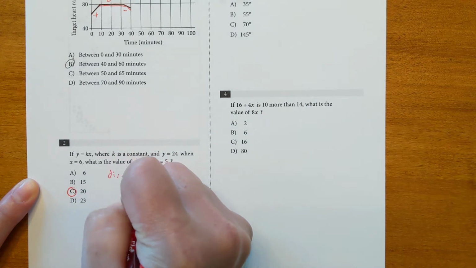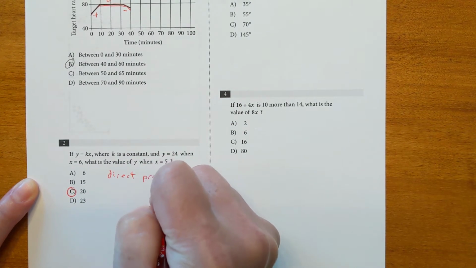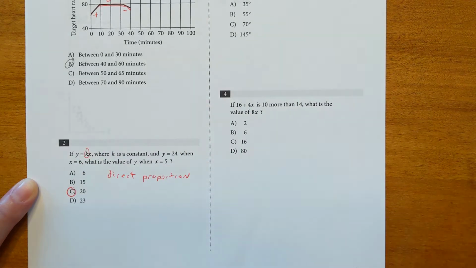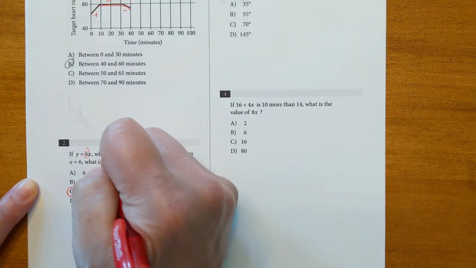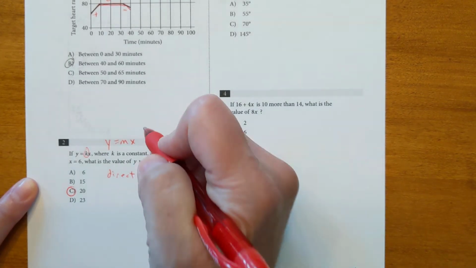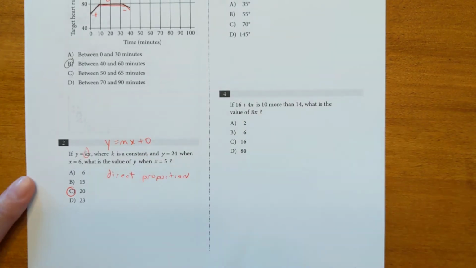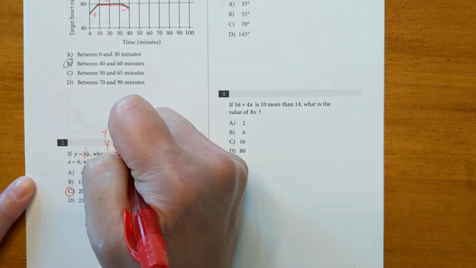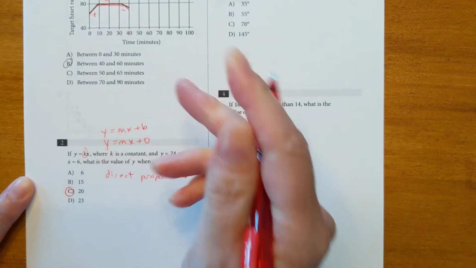This problem is called a direct proportion. If you want to Google it and look up more examples on the problem. The letter k honestly just means slope. You could really just call it y equals mx. It's a slope. When it's a direct proportion, it doesn't have a y-intercept or a b value, so that's 0 in that slope-intercept form, y equals mx plus b.